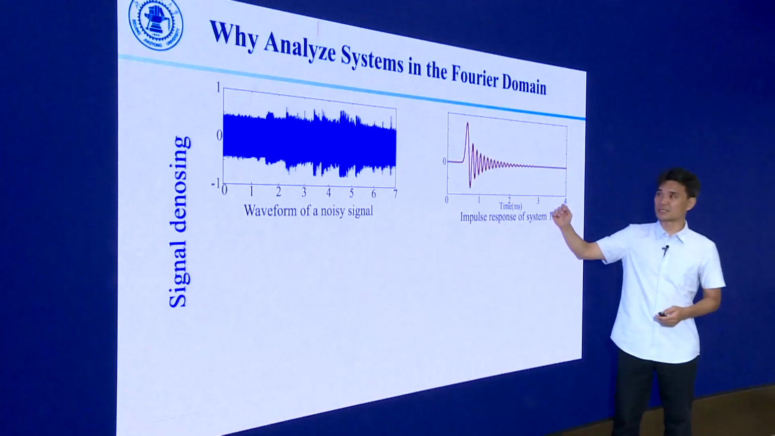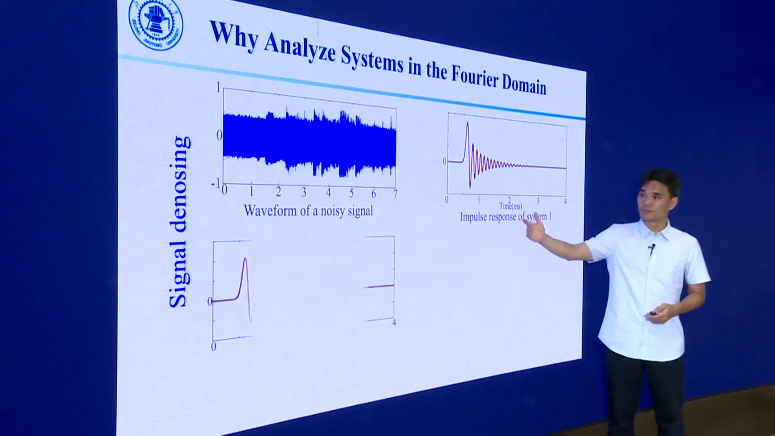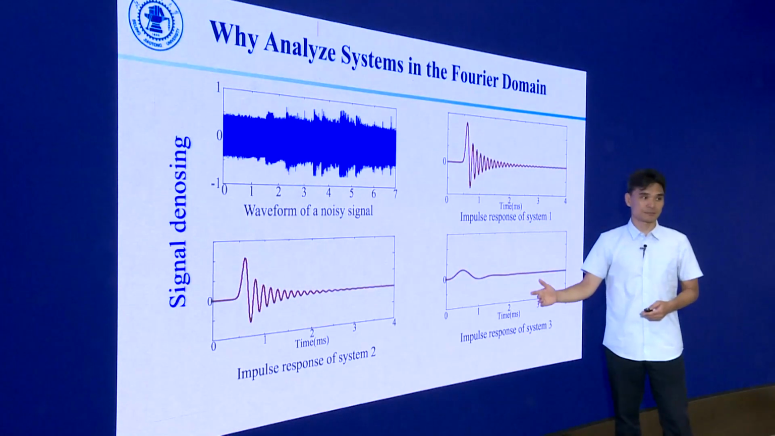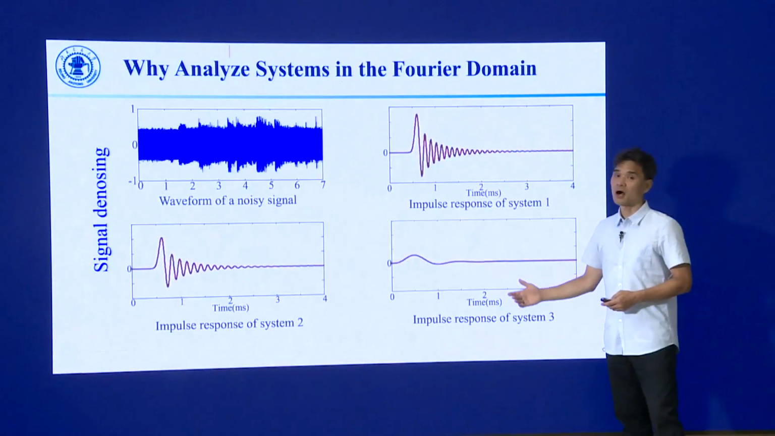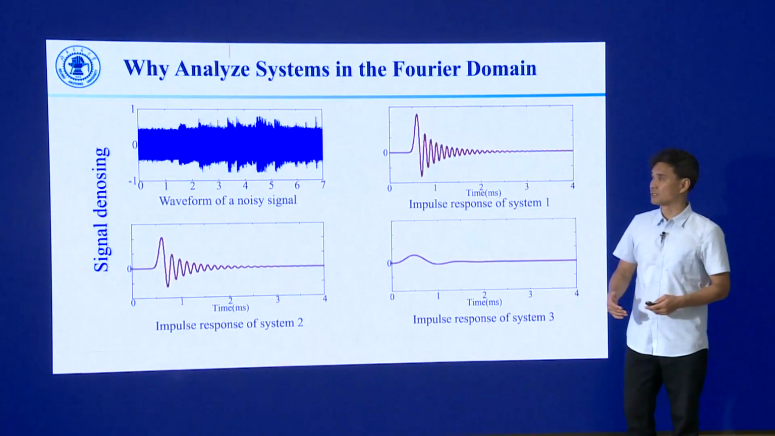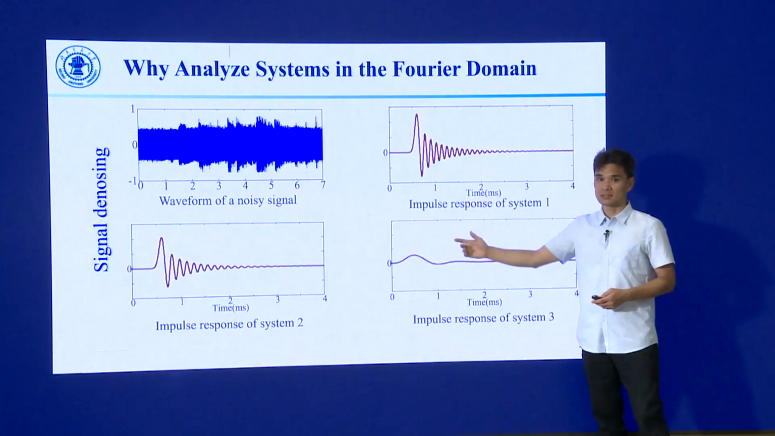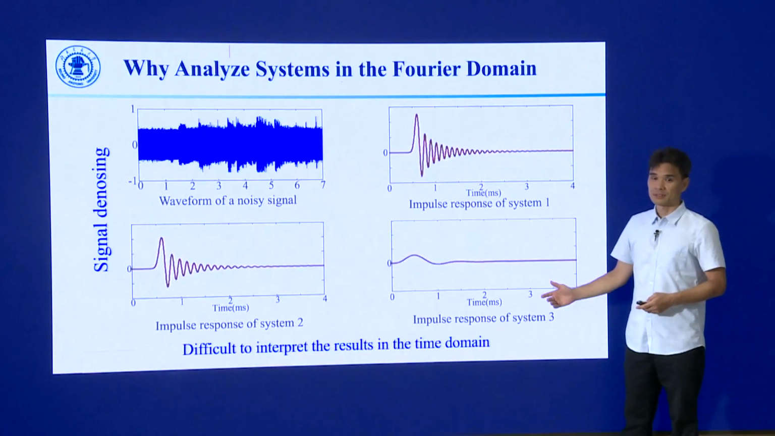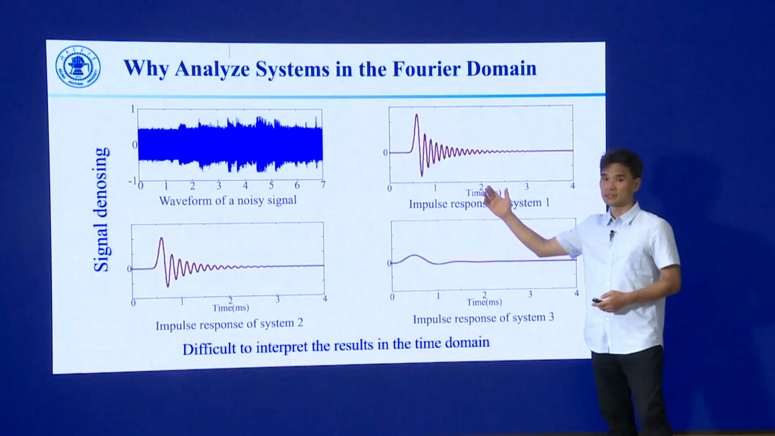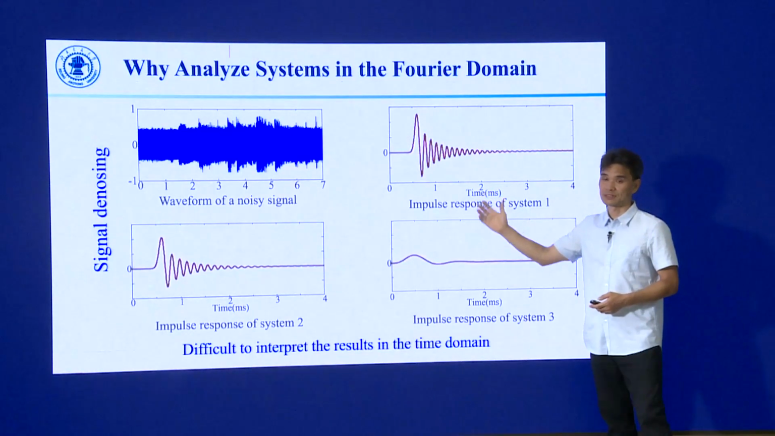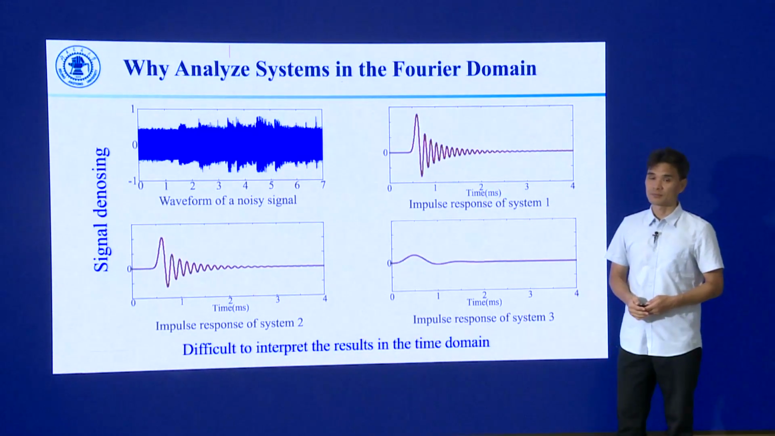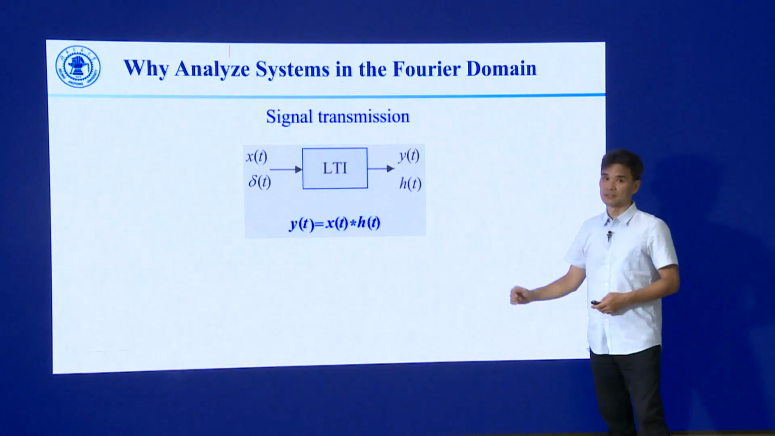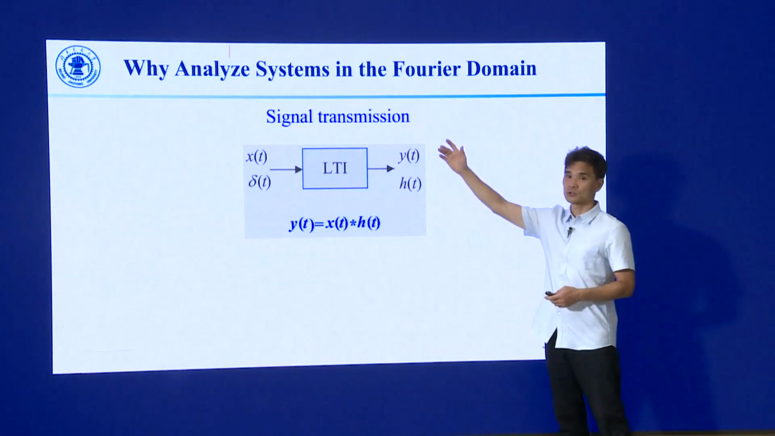And here we can see that the three systems have different impulse responses. But how could you interpret the resulting signals from these three different systems? It's kind of hard to explain the behavior of the systems in the time domain. So we can treat the system as a problem of signal transmission.